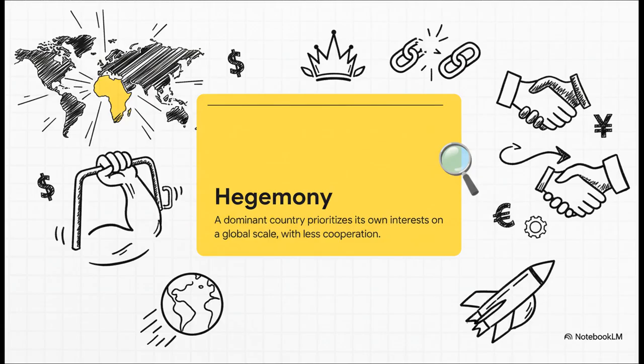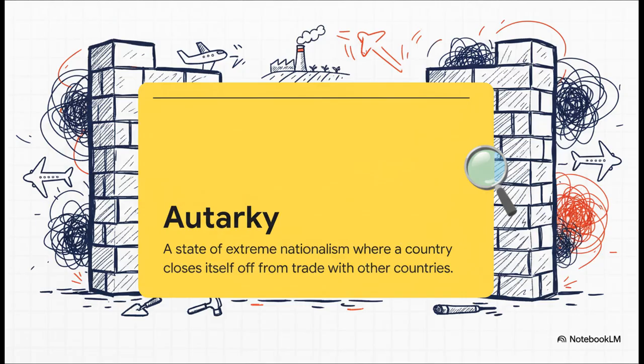That's a hegemonic move. And finally, you've got the most extreme one, autarky. This is basically fortress mode, total nationalism, zero cooperation. The goal is to completely wall yourself off from the rest of the world and be totally self-sufficient.